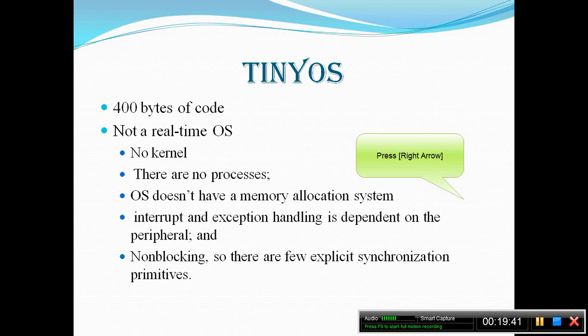In TinyOS, there is no kernel, as there is no memory protection and it is a component based OS. So there are no processes and the OS itself does not have a memory allocation system. Interrupt and exception handling is dependent on the peripheral and it is completely non-blocking, so there are few explicit synchronization primitives. TinyOS has become a popular approach to implementing wireless sensor network software. Currently, over 500 organizations are developing and contributing to an open source standard for TinyOS.